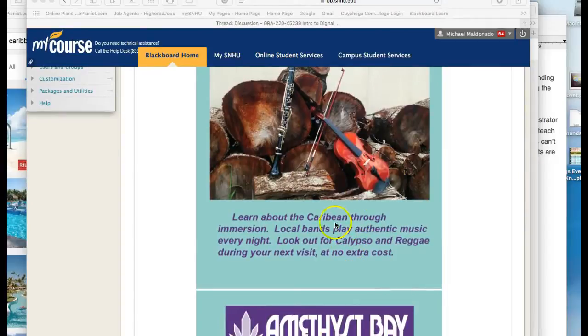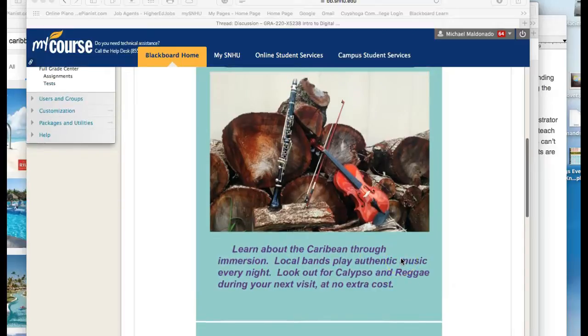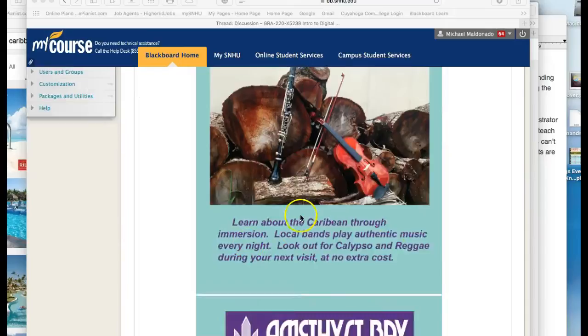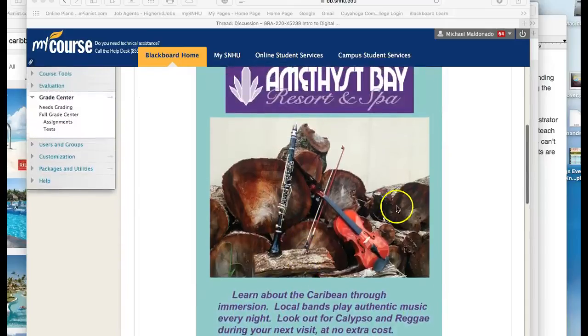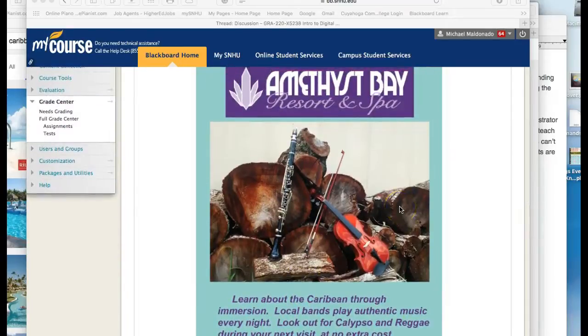Learn about the Caribbean through immersion. Local bands play authentic music every night. Look out for Calypso. See, this isn't a promotion. I mentioned this earlier, and I really think this is a concern. You're not really offering anything here that's not going to be offered at every resort on the island. They're all going to be playing calypso and reggae music at night, every one of them. I've been there. I can tell you every single one of them is going to offer music.